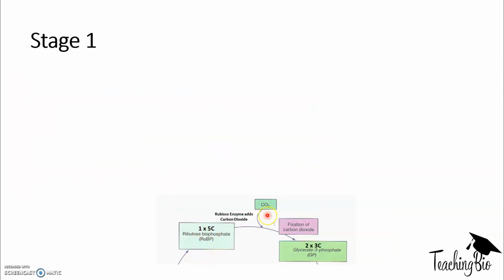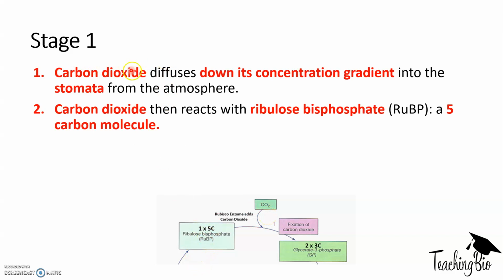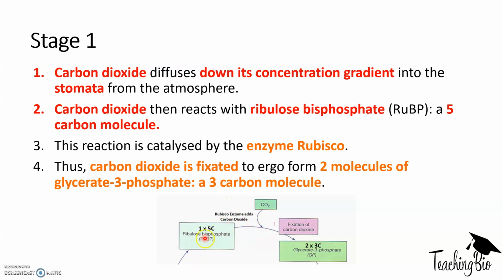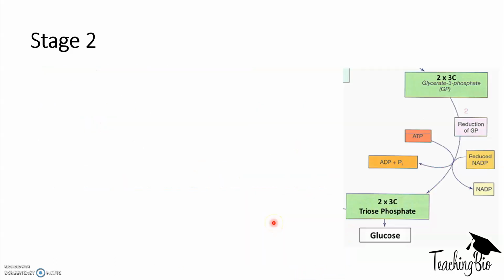So we're going to look at the first stage of the Calvin cycle. Carbon dioxide, which moves into the plant from the stomata, will bind and react with this compound called ribulose bisphosphate, which has 5 carbons in it. We need to use the enzyme Rubisco to catalyze that. Once it gains carbon dioxide, it will form a temporary 6-carbon molecule, which is unstable, and that breaks down to form 2 lots of glycerate 3-phosphate, which have 3 carbons each. 2 times 3 is 6, so that totals the 6 we made.